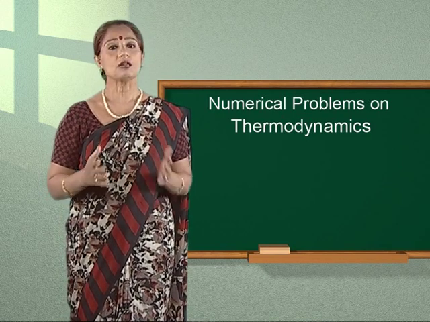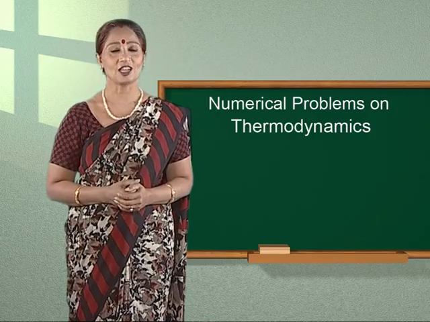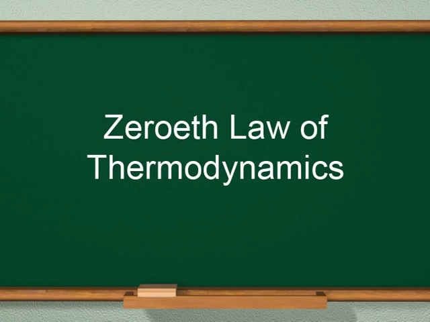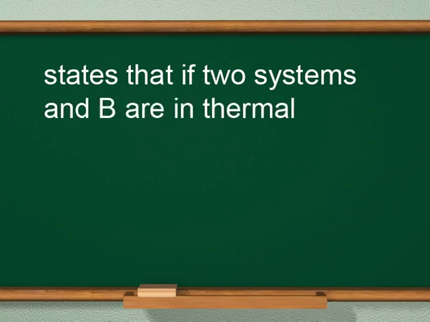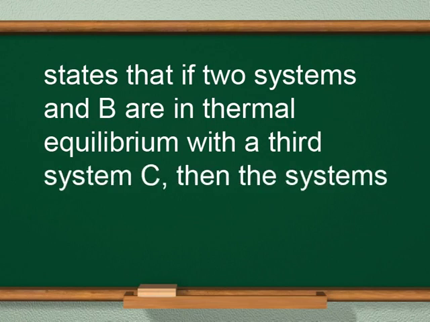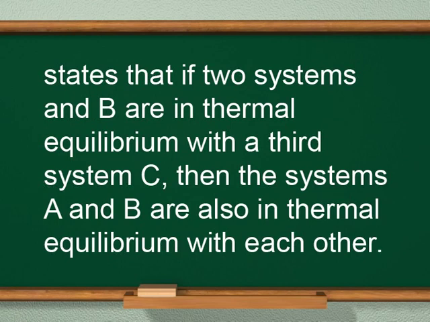This will help us in solving problems. Let's start with the 0th law of thermodynamics. This law states that if two systems A and B are in thermal equilibrium with a third system C, then the systems A and B are also in thermal equilibrium with each other.